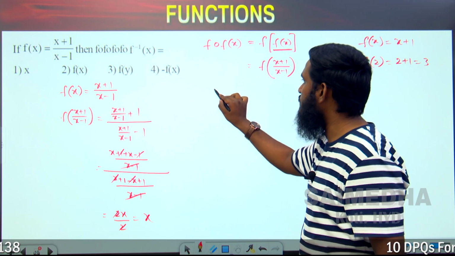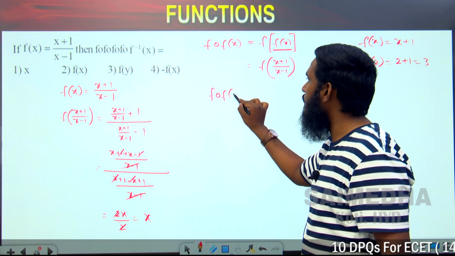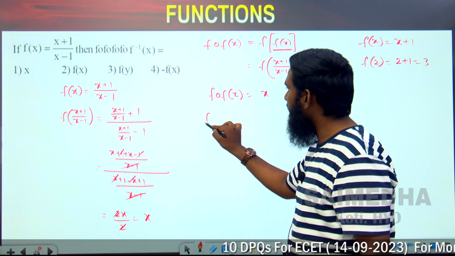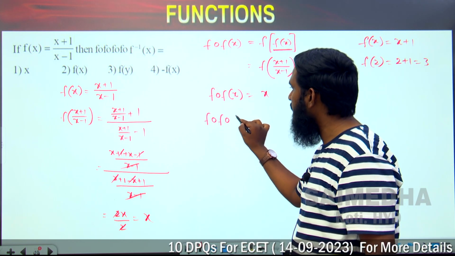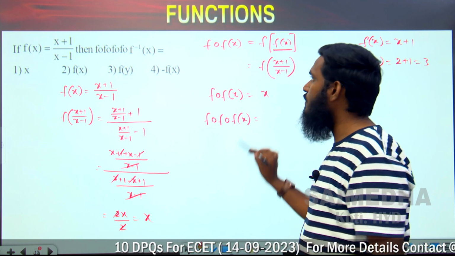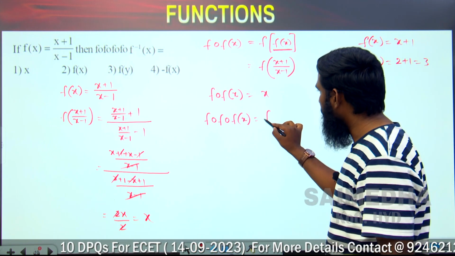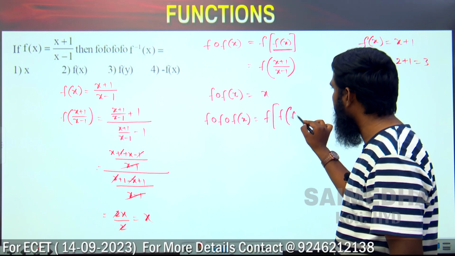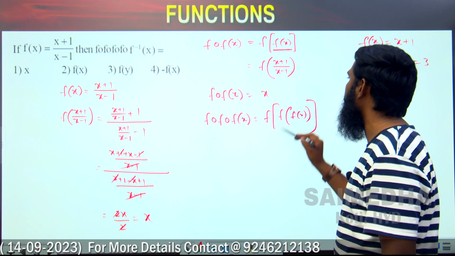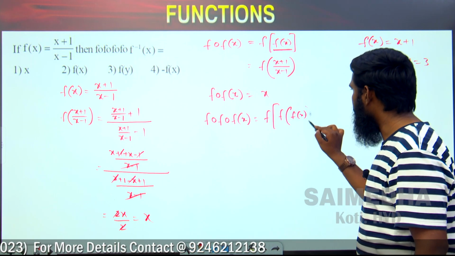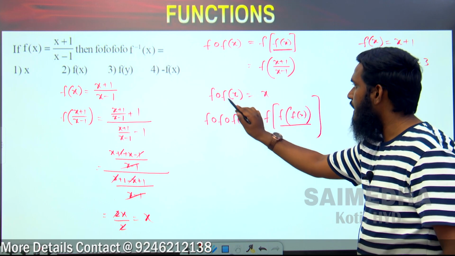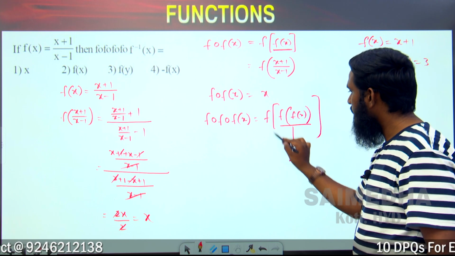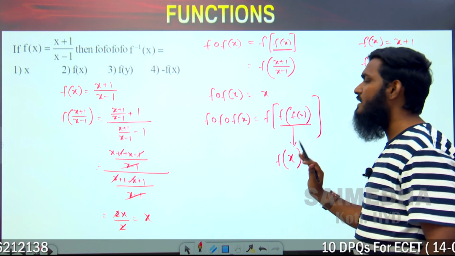For this question, f circle f of x is equal to x. Suppose you take the question as f circle f of x. What is the meaning of this part? Listen carefully. Circle means of, and again circle means of, then again we have f of x. Now, we have just done this question: for f of x, we got the answer x. We have one more x here, so we call this part f of x.